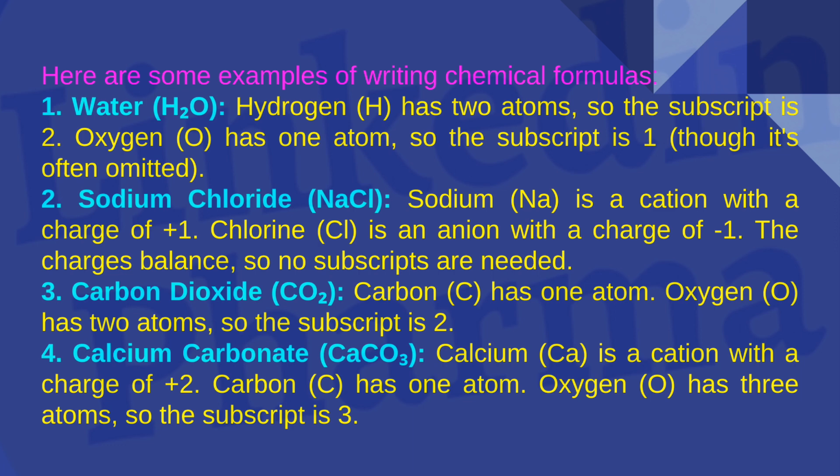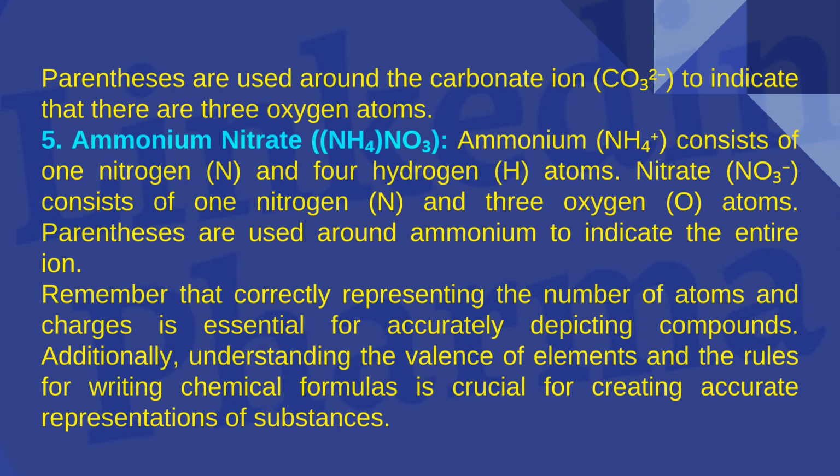Carbon dioxide. Carbon has 1 atom. Oxygen has 2 atoms, so the subscript is 2. Calcium carbonate. Calcium is a cation with a charge of +2. Carbon has 1 atom. Oxygen has 3 atoms, so the subscript is 3. Parentheses are used around the carbonate ion to indicate that there are 3 oxygen atoms.